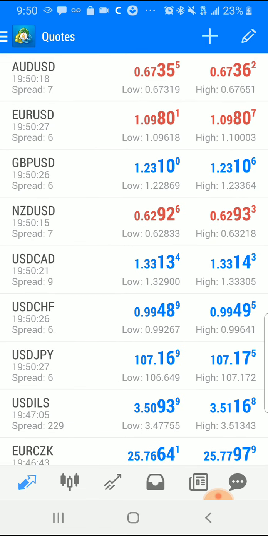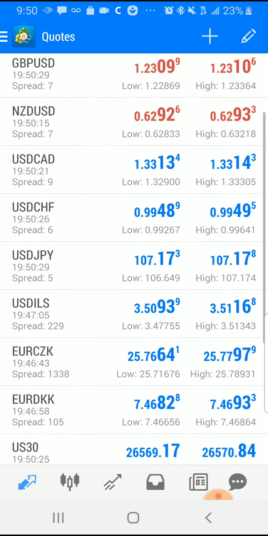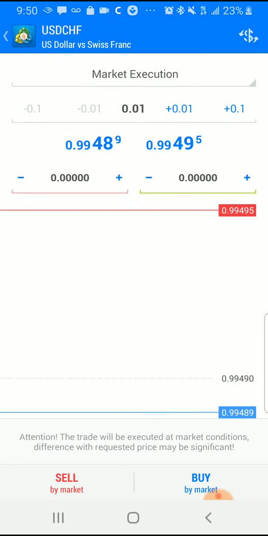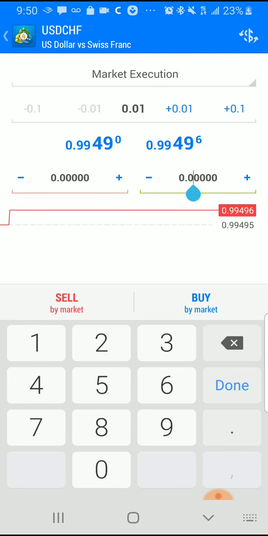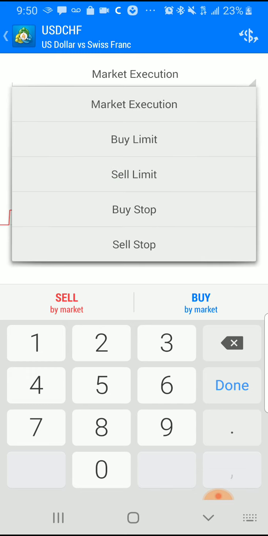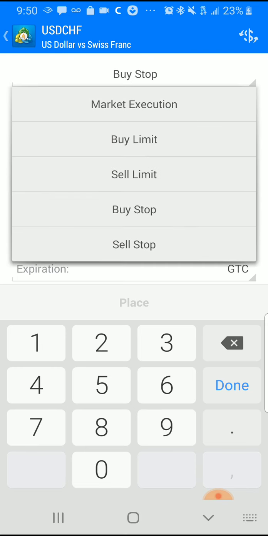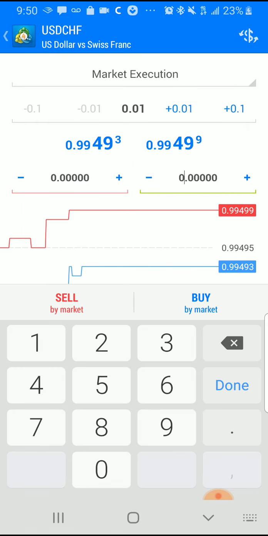Like I said, it's real simple. If somebody puts in a signal, you just find the pair. If they do it for USD, you open it, stop loss in the red, take profit in the green. If it's a sell limit, you go to sell limit. If it's a buy limit, you go to buy limit, right? If it's a buy stop and they give you the price, you will put the price here, stop loss here, take profit there. If it's market execution, it just means that you're getting a trade right now.